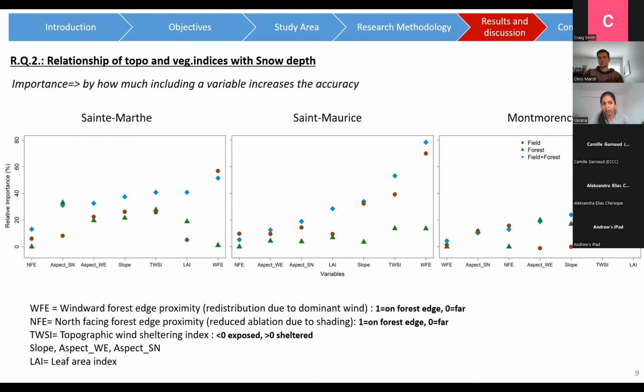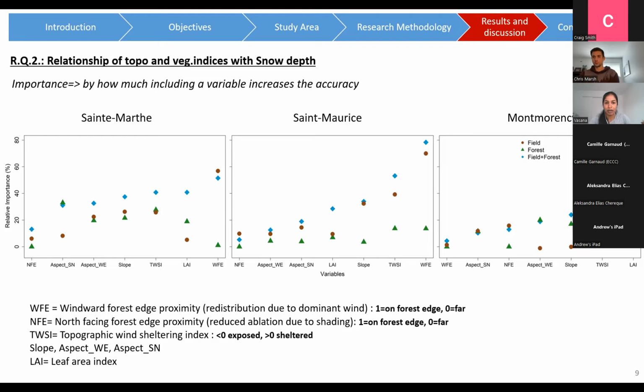For the random forest model, we used 7 variables at each site. 2 variables represent the forest edge effects because we identified the snow accumulation along the forest edges was significant in the agroforested environments. So we used windward forest edge proximity and north face forest edge proximity, and as 3 further variables, we used topographic wind sheltering index, slope, and west-east aspect and south-north aspect. To represent the vegetation characteristics, we used leaf area index.